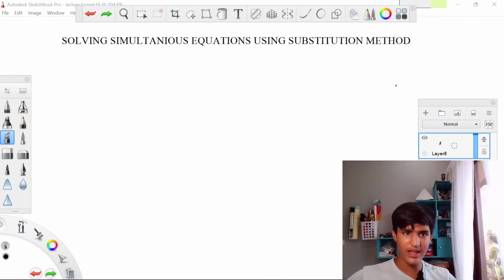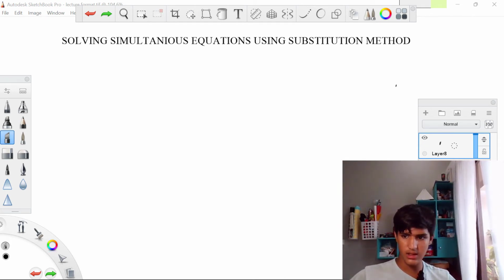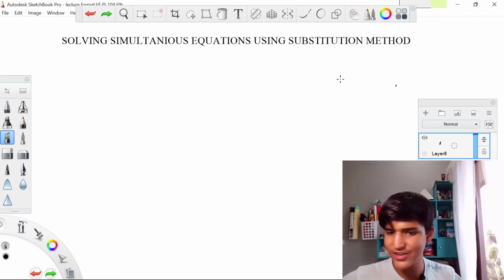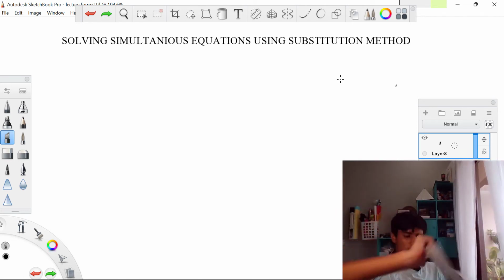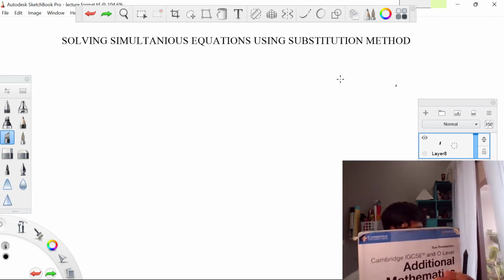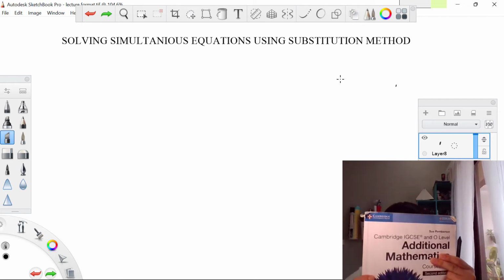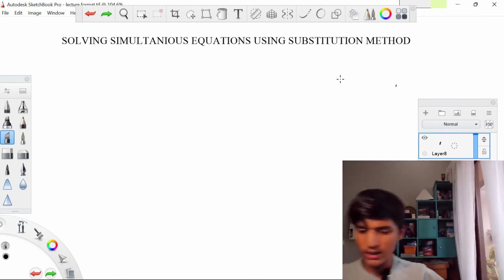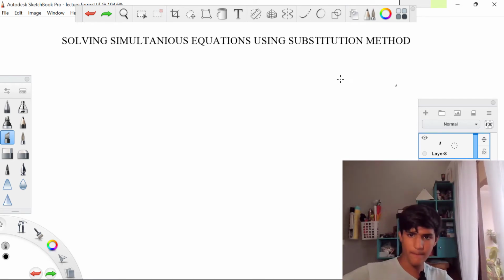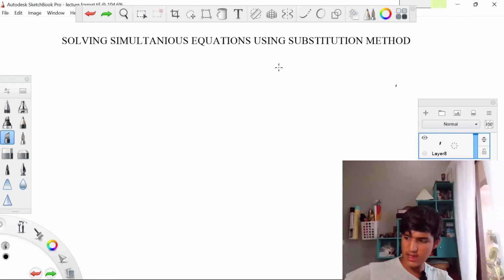Today I will be solving yet another simultaneous equation using the substitution method. The question I have here today is from the Cambridge IGCSE and O level additional maths course book, exercise 2.1, question number 11. Let's get started.